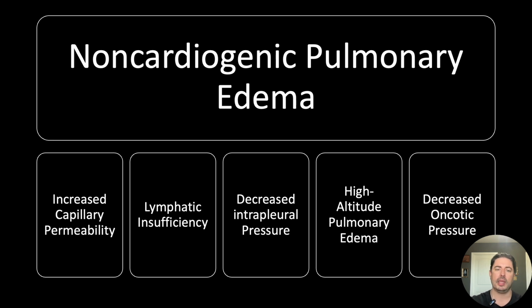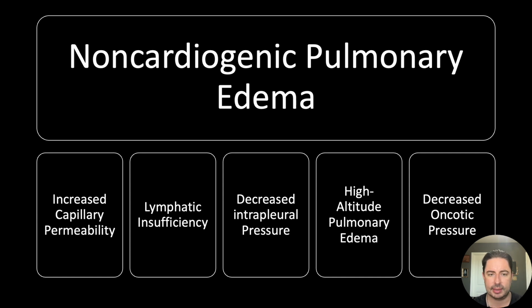Then the last one, this one doesn't happen very often, but a decrease in the oncotic pressure. What was the normal value again? 25 to 30 millimeters of mercury. When it gets below the hydrostatic pressure, what's normal hydrostatic? 10 to 15 millimeters of mercury. So when the oncotic pressure reduces below the hydrostatic pressure, that will cause an increase in the permeability of the fluids out of the pulmonary capillaries into the interstitial space.